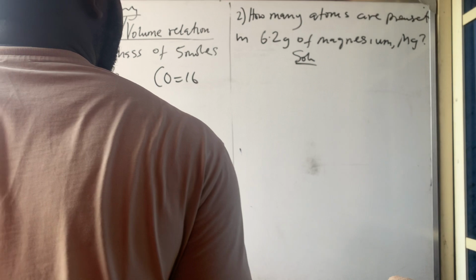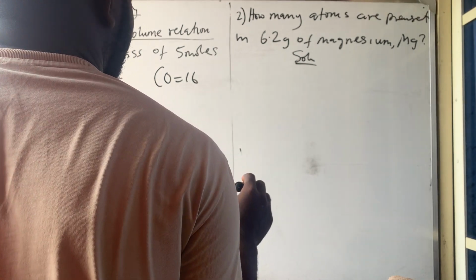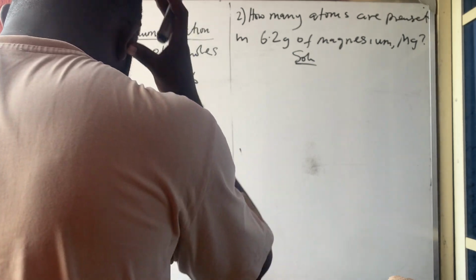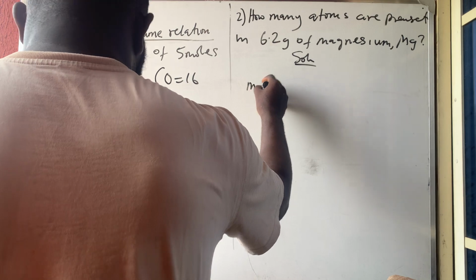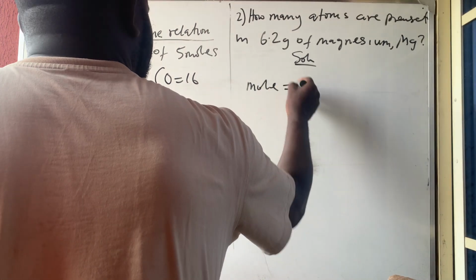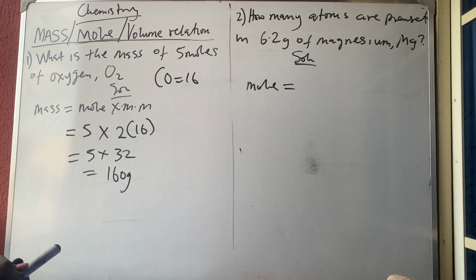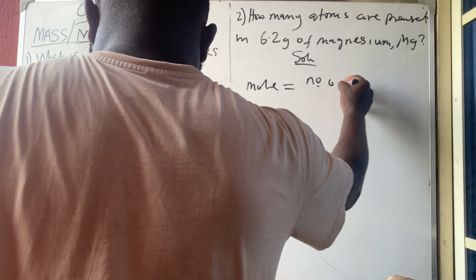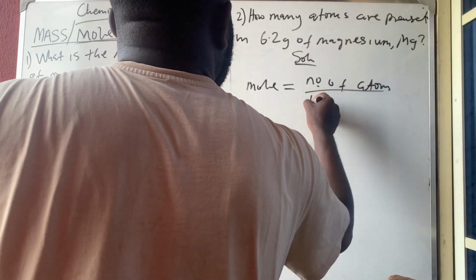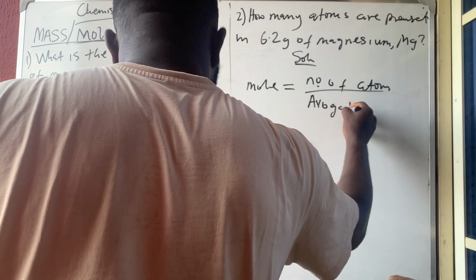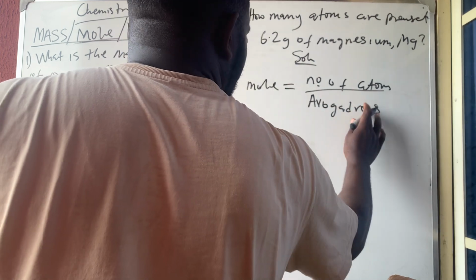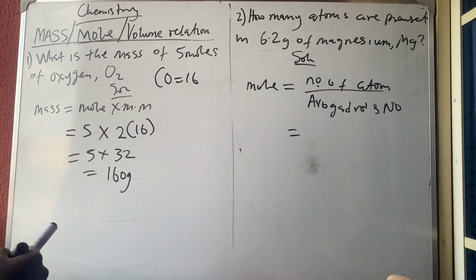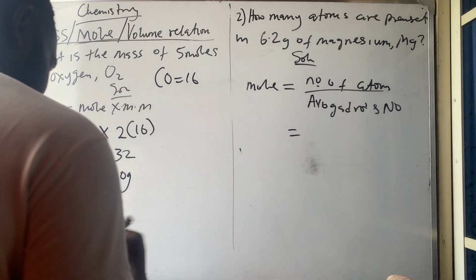So we know that the number of mole is the same as saying number of atoms or number of particles, all over Avogadro's number. Please, that 22.4 is not Avogadro's number. Avogadro's number is 6.02 times 10 to the power 23. Okay, so please don't forget that.